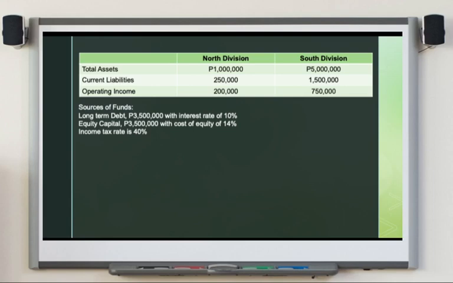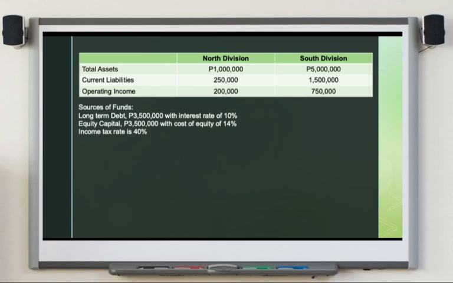The total sources of funds of the company is 7 million, and that is 3,500,000 from long-term debt with an interest rate of 10% and 3,500,000 from its equity capital with a cost of capital of 14%. The income tax rate applied in the operation is 40%.